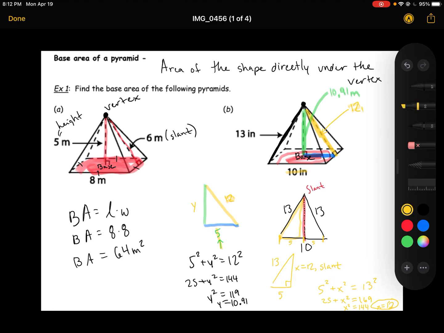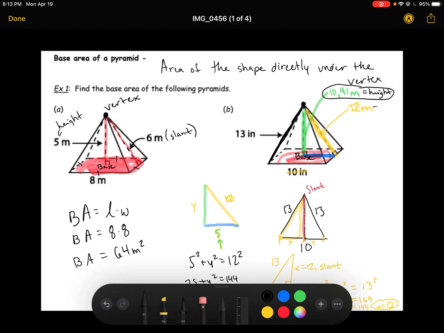So here we now have just solved for, in green, our height of 10.91 meters. So while we don't necessarily need any of this for the area of our base, all of this is very important if we were to solve for anything else. And we're going to need this in the coming examples. That's why I took the time now to kind of go through.